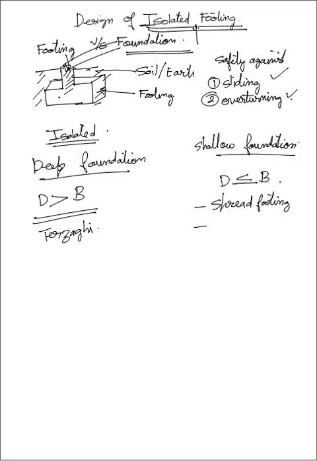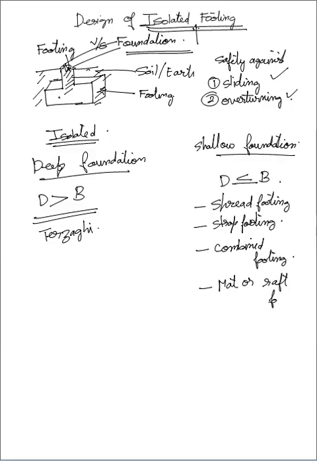There may be strap footing, even combined footing. These are all examples of shallow foundation. We can say mat or raft footing. And for deep foundation there are other examples. The most common, we all know, is pile foundation, or pier, P-I-E-R, pier, even well foundation.